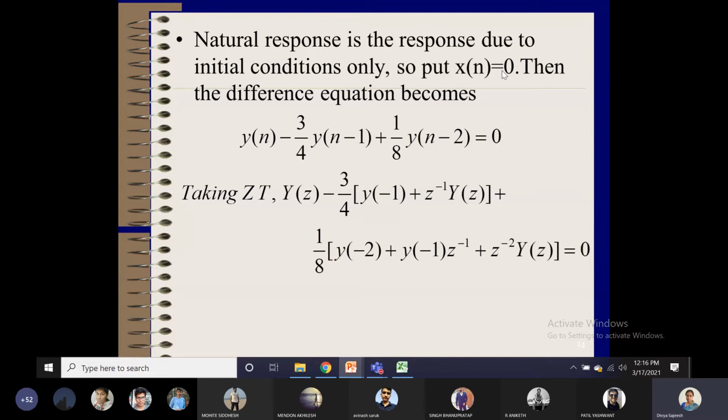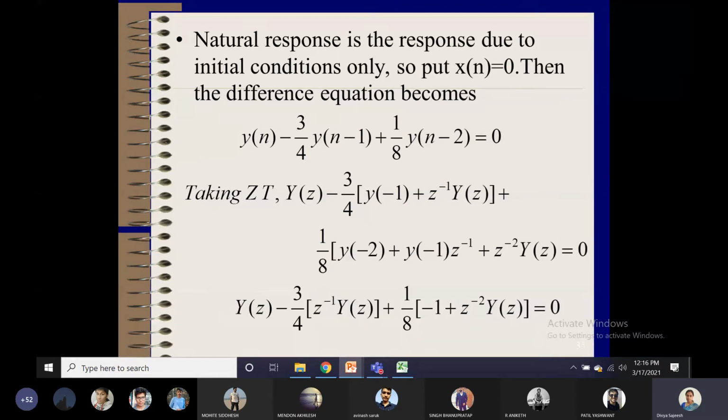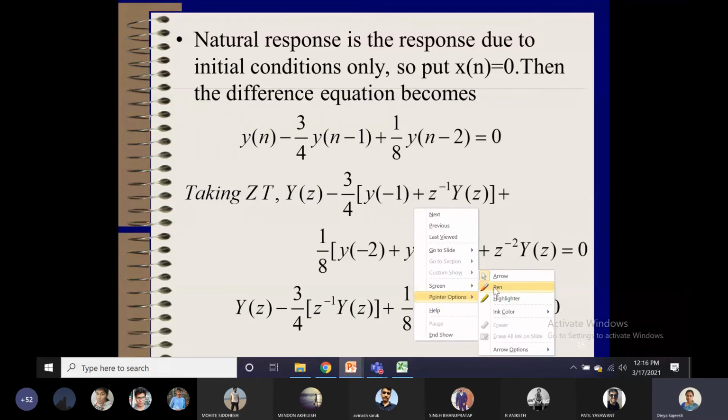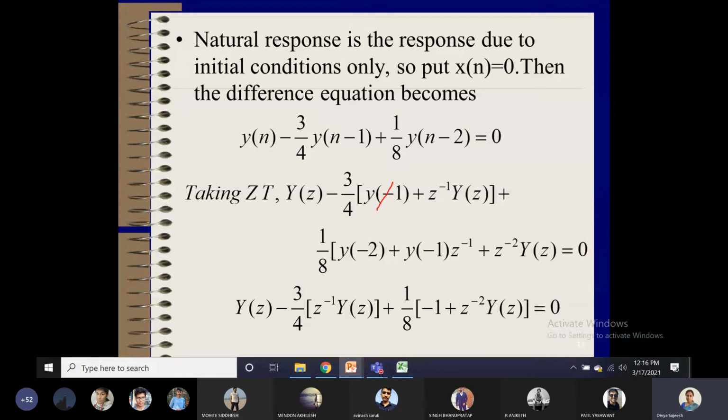So applying those initial conditions in the equation, wherever y of minus 1 is there you can put it as 0. So here this term will become 0. Then where is y of minus 2? Here you have to put it as minus 1. Then this term will become 0.